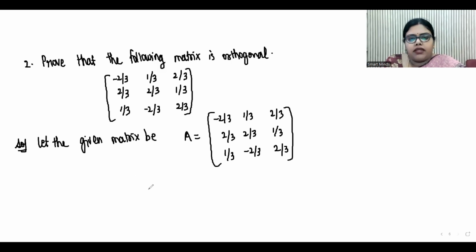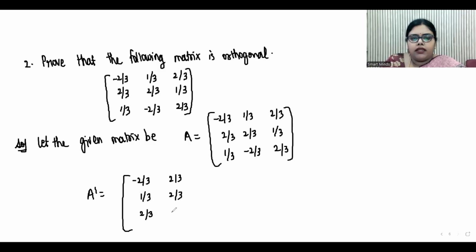Now let us find out A dash. What is A dash? A dash is transpose of A. So we have to transpose this matrix. That means we need to interchange the rows and columns. So minus 2 by 3, 1 by 3, 2 by 3, 2 by 3, 2 by 3, 1 by 3, 1 by 3, minus 2 by 3, 2 by 3.